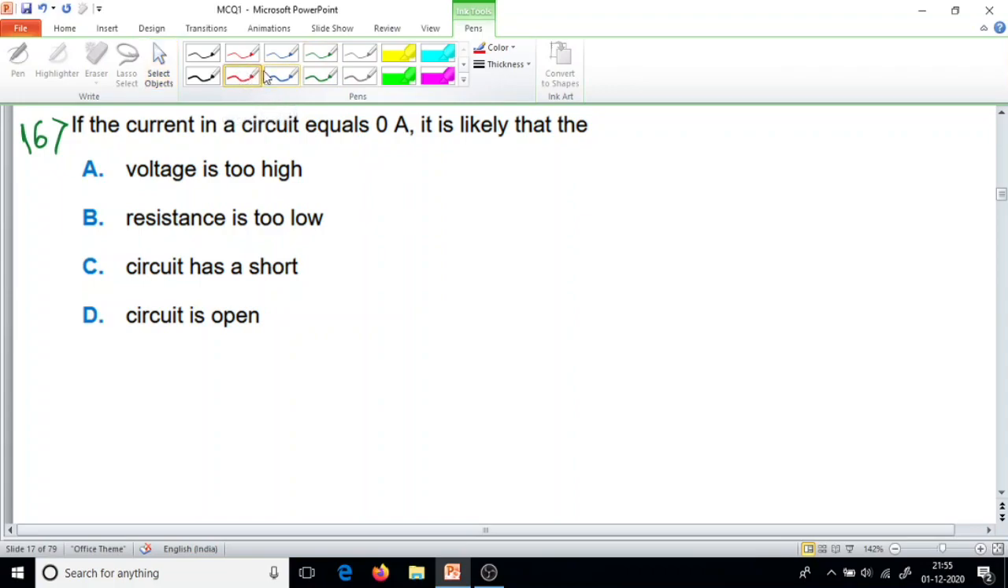Question number 16. If the current in a circuit equals 0 ampere, it is likely that the circuit is open. When the circuit is short, maximum current will flow.